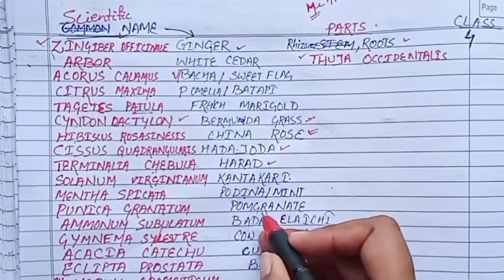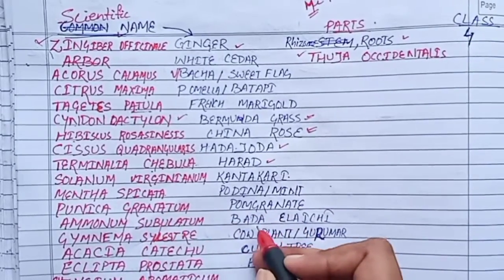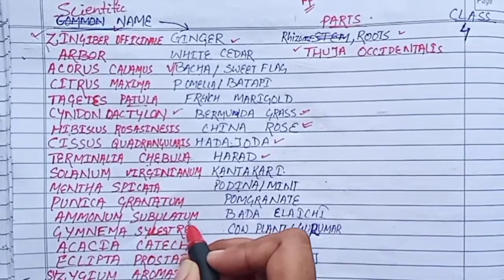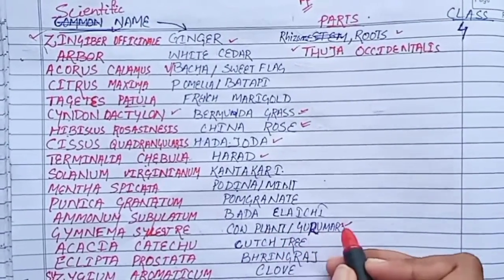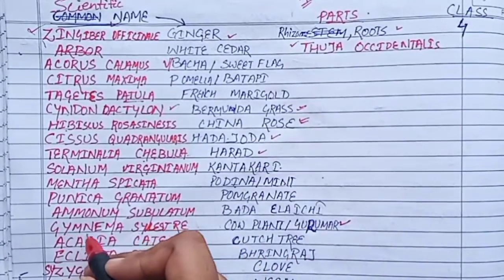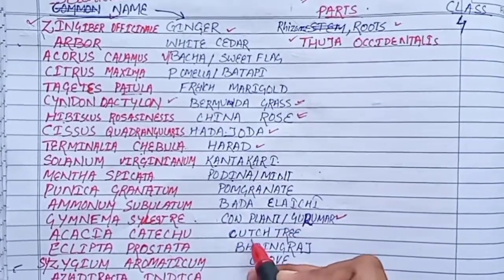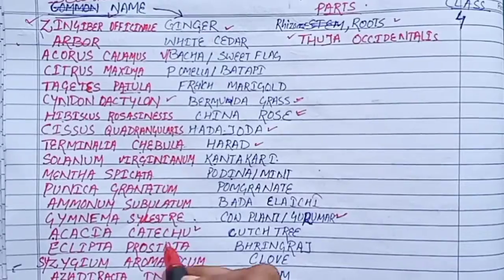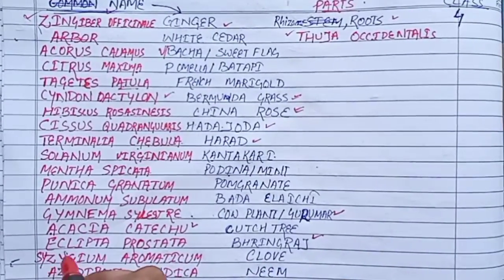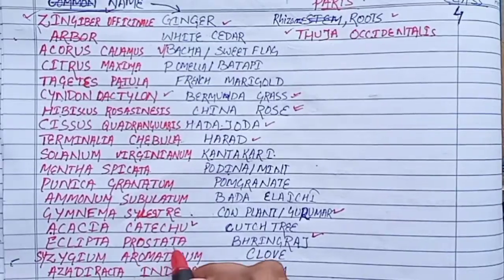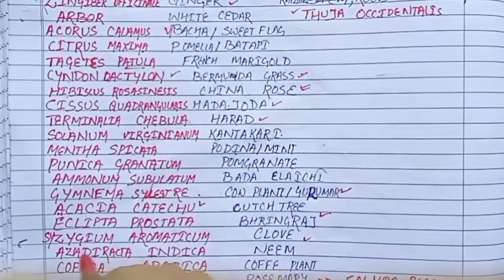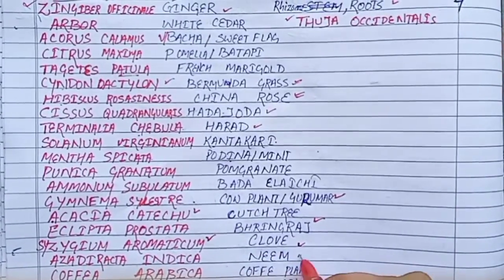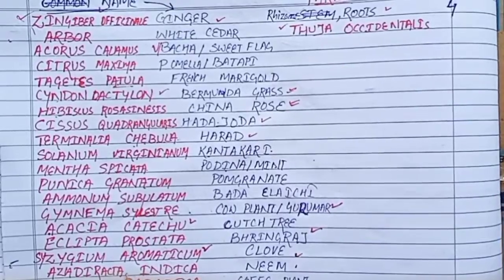Then pudina we discussed. Then pomegranate, which is Punica granatum. Bada ilachi, which is Amomum subulatum. Cow plant or gurmar, whose scientific name is Gymnema sylvestre. Then kuch tree, whose scientific name is Acacia catechu. Then Bhringraj, whose scientific name is Eclipta prostrata. Then clove, whose scientific name is Syzygium aromaticum. Neem, its scientific name is Azadirachta indica.